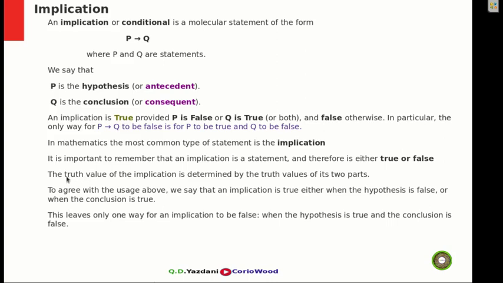So we come here and we see that the truth value of the implication is determined by the truth values of its two parts. We say that the implication is true either when the hypothesis is false or when the conclusion is true. Even if this one is false, if this one is true, then it's true. And if this one is true and this one is false, it makes it false.